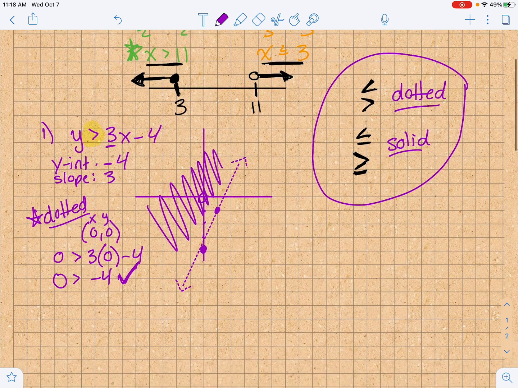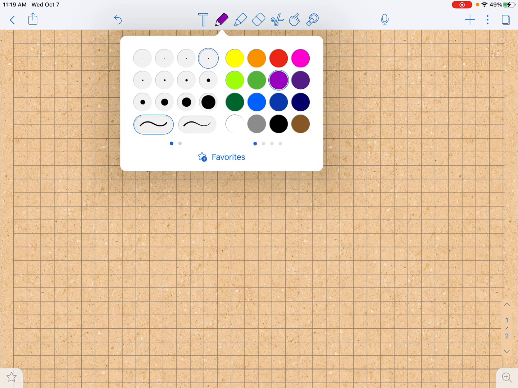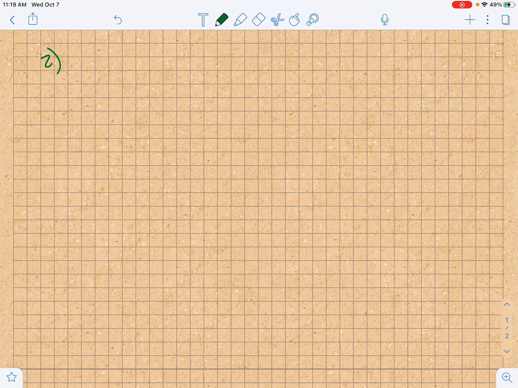Okay, let's try another one. This one is y is less than or equal to negative 1/2 x plus 5. So the first thing I want you to do is tell me whether our line is going to be dotted or solid. All right, so this one again is in our y equals mx plus b form, so we can do our y-intercept or our starting point and our slope. The y-intercept is the number that's alone, so 5, our b value. Our slope is the number in front of x, so negative 1/2.